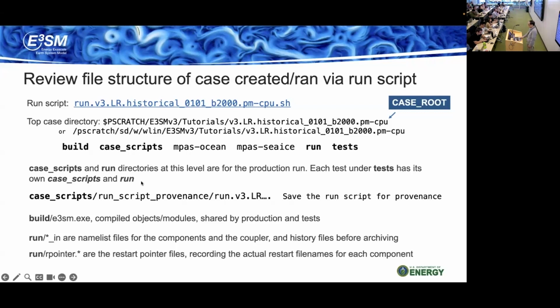Then this is the case script and the run directory, and then the test. The test directory can have many tests inside, and each of the tests will have its own case script and run directory. The case script directory is no different from the one we saw yesterday with a simple, say, control system experiment. It looks almost the same and has its own run directory.